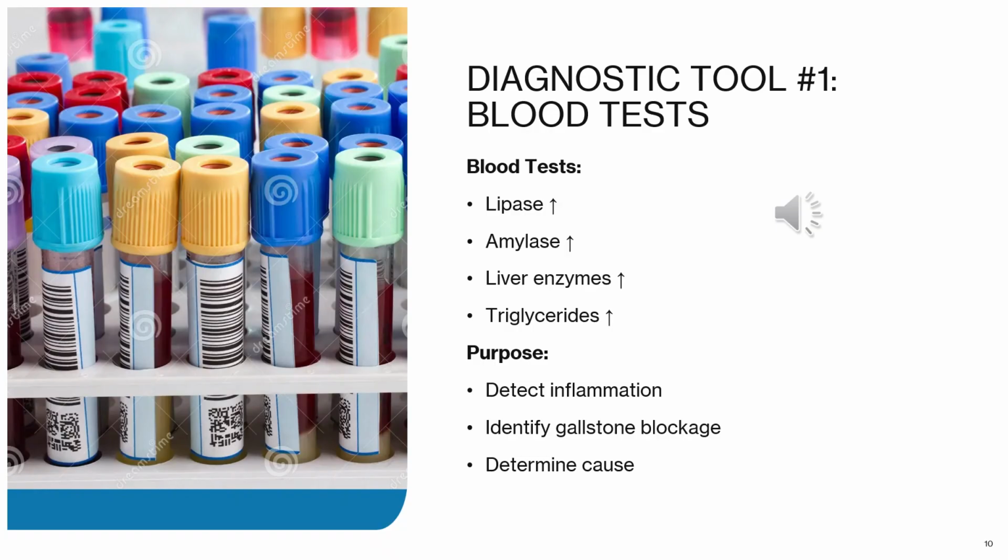Blood tests are one of the first tools used to diagnose acute pancreatitis. Doctors check levels of enzymes like amylase and lipase. When the pancreas is inflamed, these enzymes leak into the bloodstream, and high levels strongly suggest pancreatitis. Lipase is especially important because it's more specific to pancreatic damage. Other blood tests may check liver enzymes, which can indicate gallstone blockage, and triglyceride levels, which can help identify the cause.